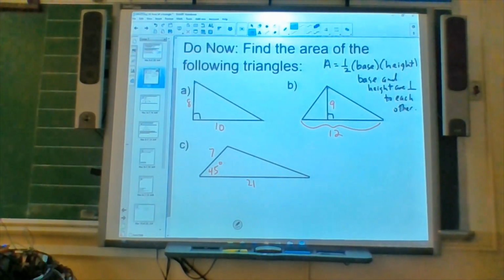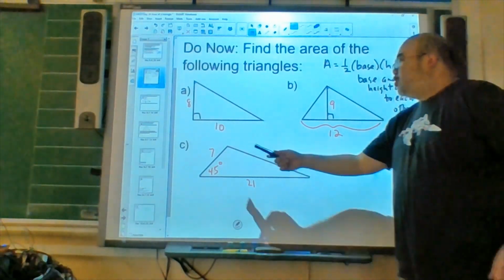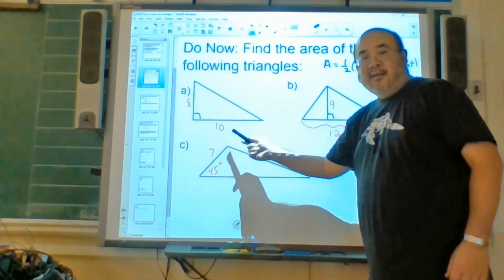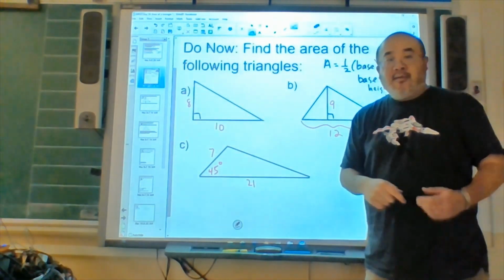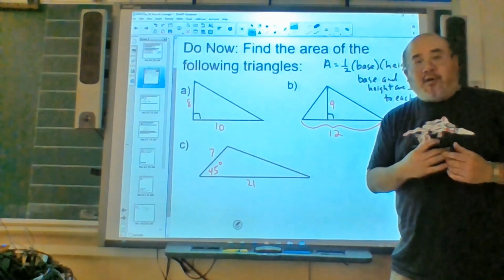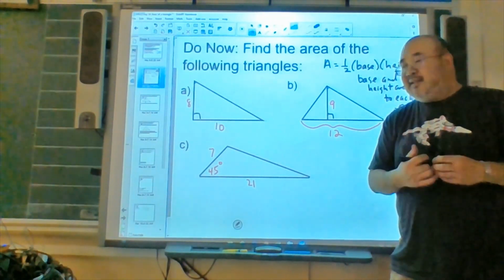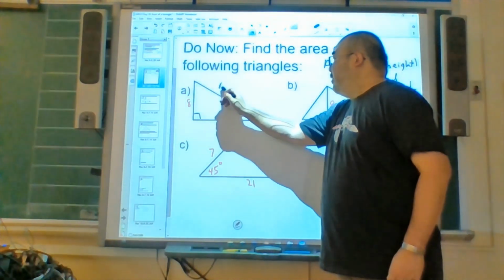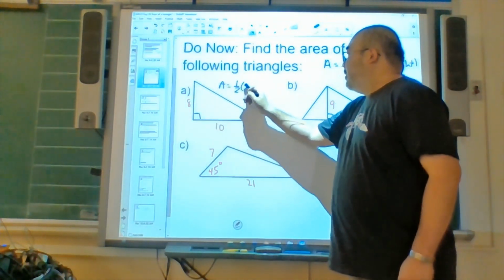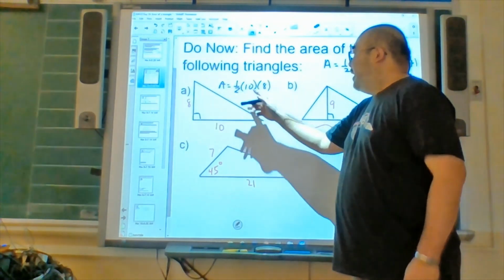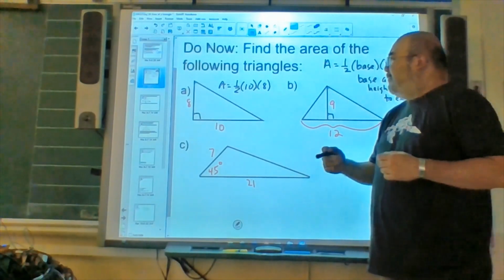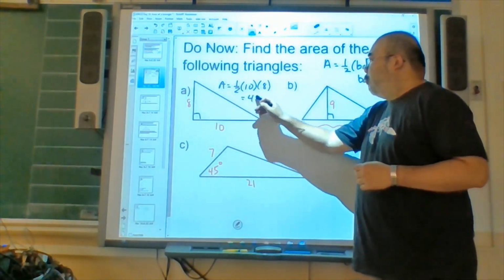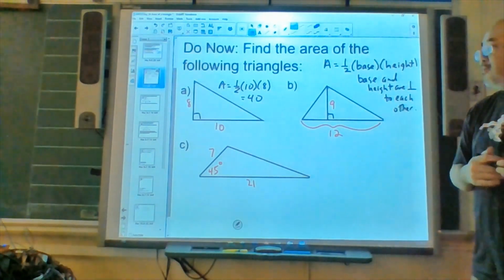We see in this case our first triangle. We have this leg here is 10. This is a right triangle. This is 10, and this of course is the other leg, 8, because it's a right triangle. Both legs are perpendicular to each other, therefore they'll be the base and the height. So here we'll take the area to be 1/2 times 10 times 8. 1/2 of 80 should be 40 units squared.